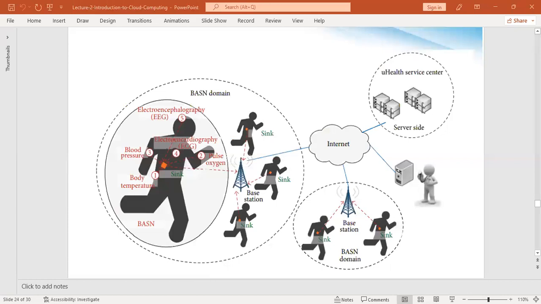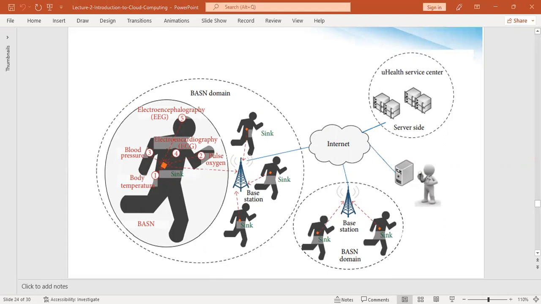So if we look at this diagram, this is the main diagram of a healthcare system which is being used in the cloud. This BASN domain is basically the body area sensor network. What is a body area sensor network?